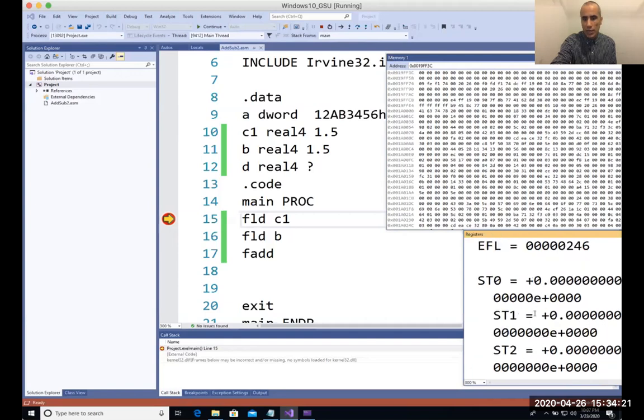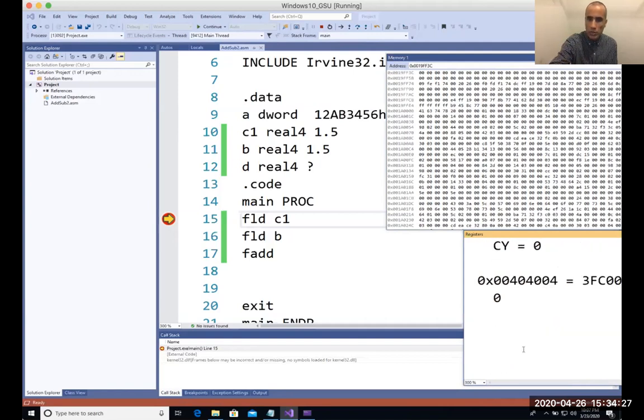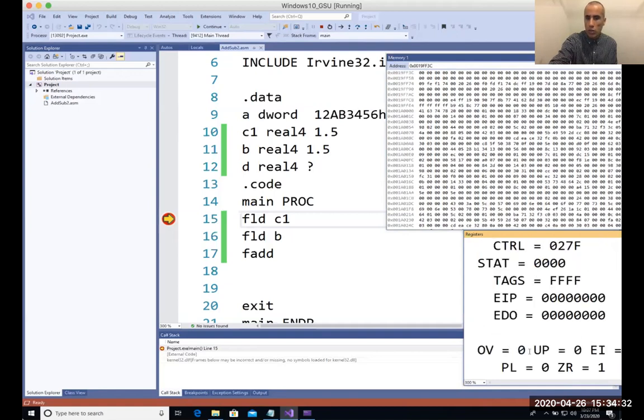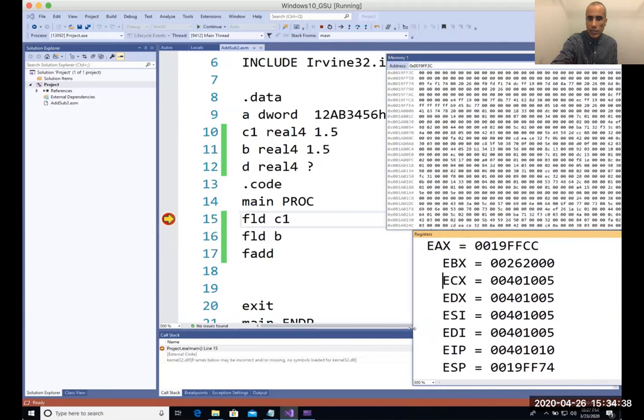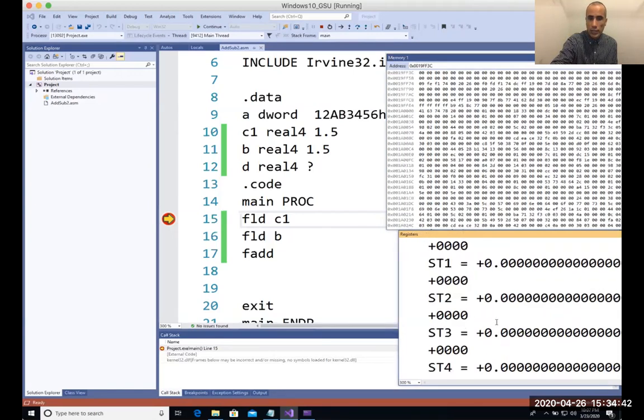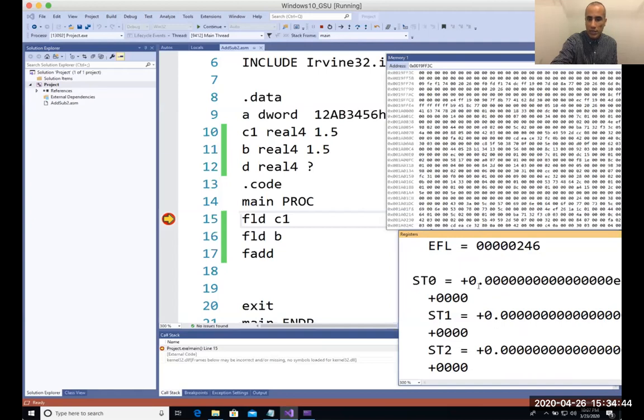Do you see what I'm talking about? This is ST0, this is ST1, this is ST2, and so on and so forth. And if you go to the bottom, you will see all the flags for the floating point: the overflow, the sign flag, the zero flag, and everything. This is something that you will play with in the lab. Now we're no longer dealing with the integer. We need to go right here. That's the top of the stack, right? Let's see, if we load C1, which is 1.5, it should go to the top of the stack, right?